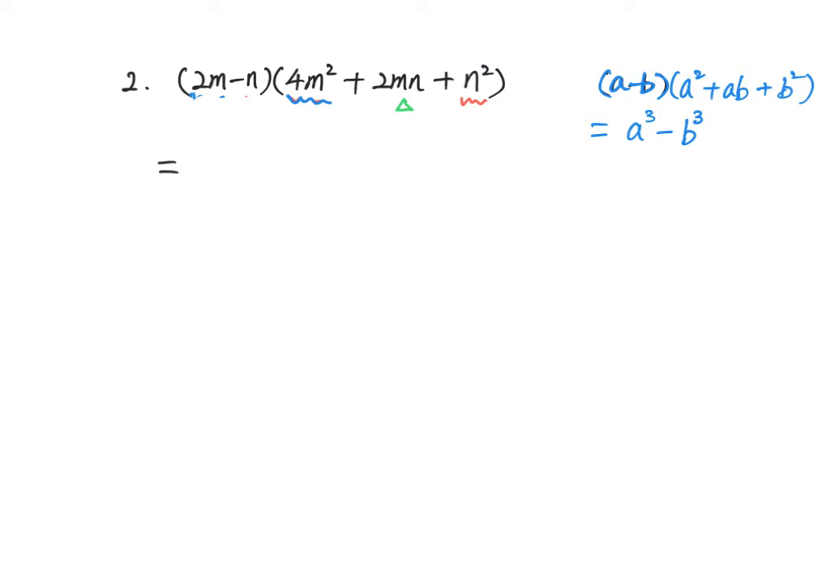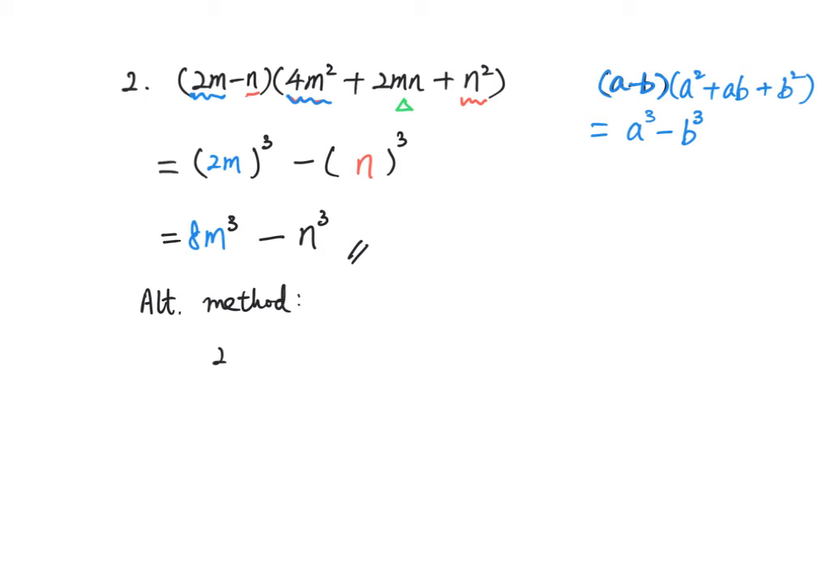So we can apply the identity directly. We get a³ − b³, where a is 2m, b is n. So we have 2³, which is 8, and m³, minus n³. Okay, that's it. Now we try to use the rainbow method as an alternate method.